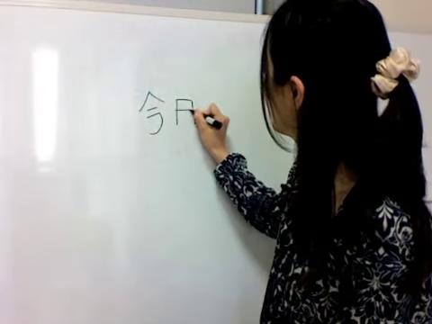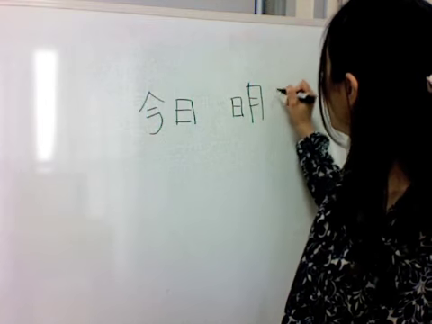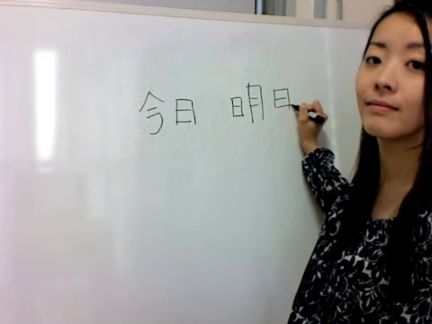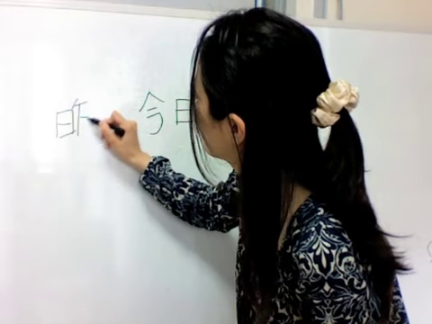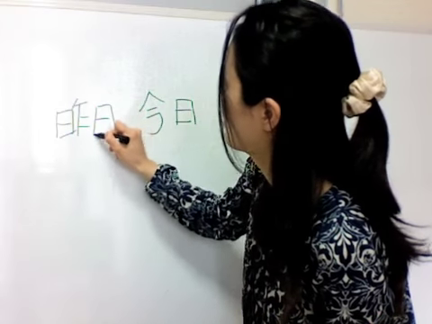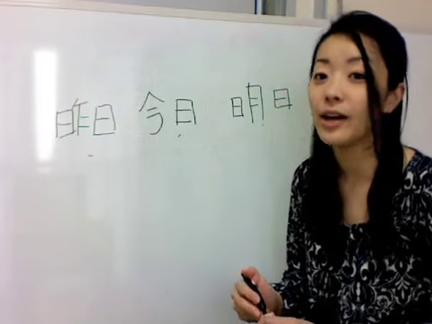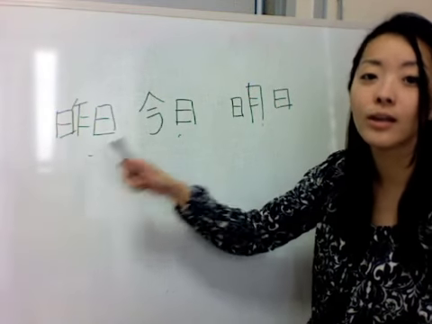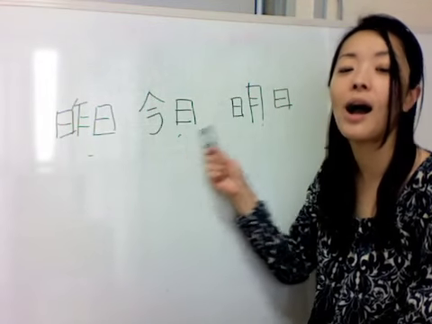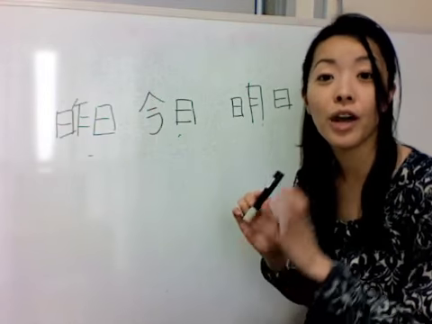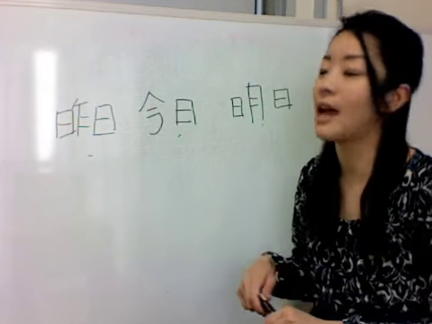Today, tomorrow, and yesterday. So how to pronounce? Kino, kyo, asta. Again, kino, kyo, asta. Did you come yesterday? Do you come today? Will you come tomorrow? So how to say?